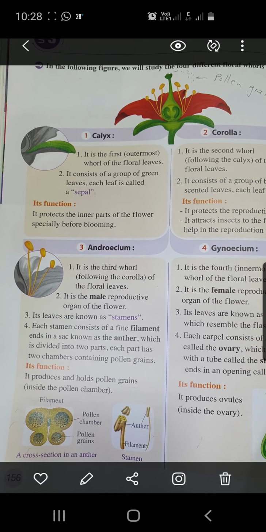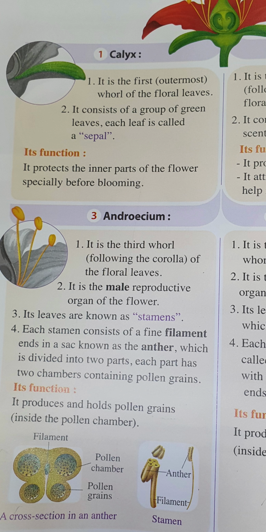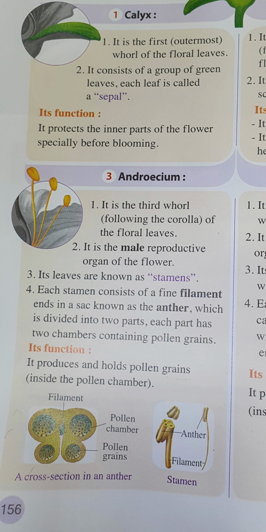The whorl number 3 is called androecium, and it is very important because it is the male organ of the flower. It is the third whorl of the flower after corolla, and it is the male reproductive organ in the flower. Its leaves are known as stamens. Each stamen consists of a fine filament and a sac known as anther, which is divided into two parts. Each part has two chambers containing pollen grains. So the total number of chambers in the anther is 4 chambers.